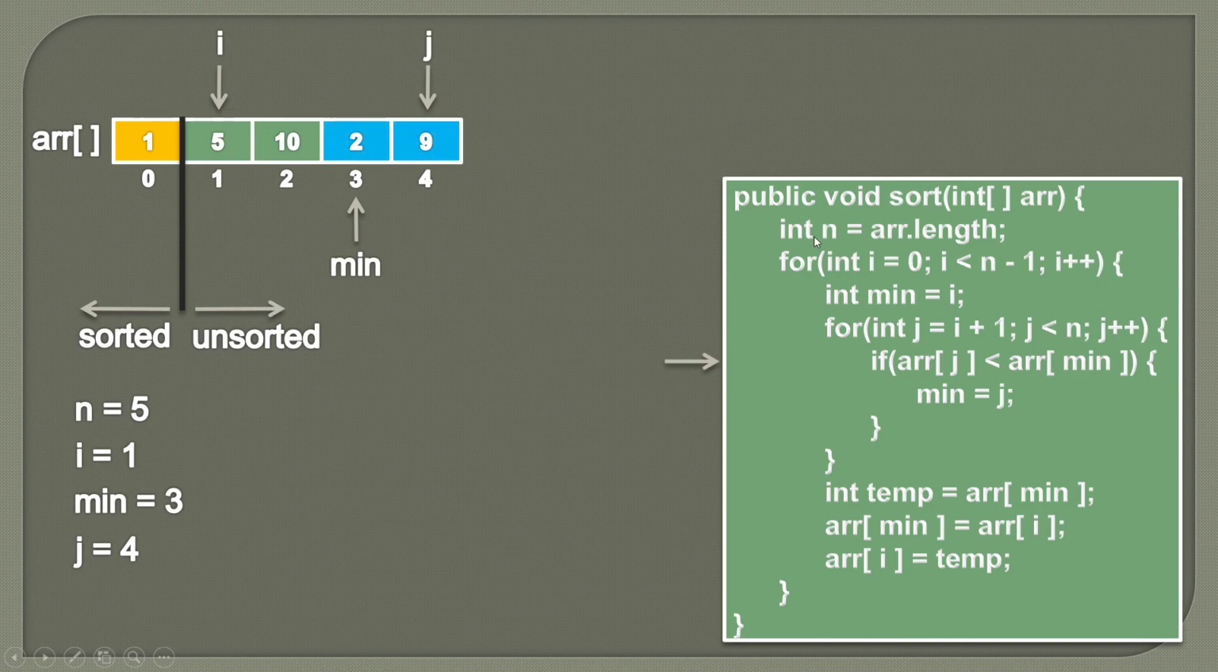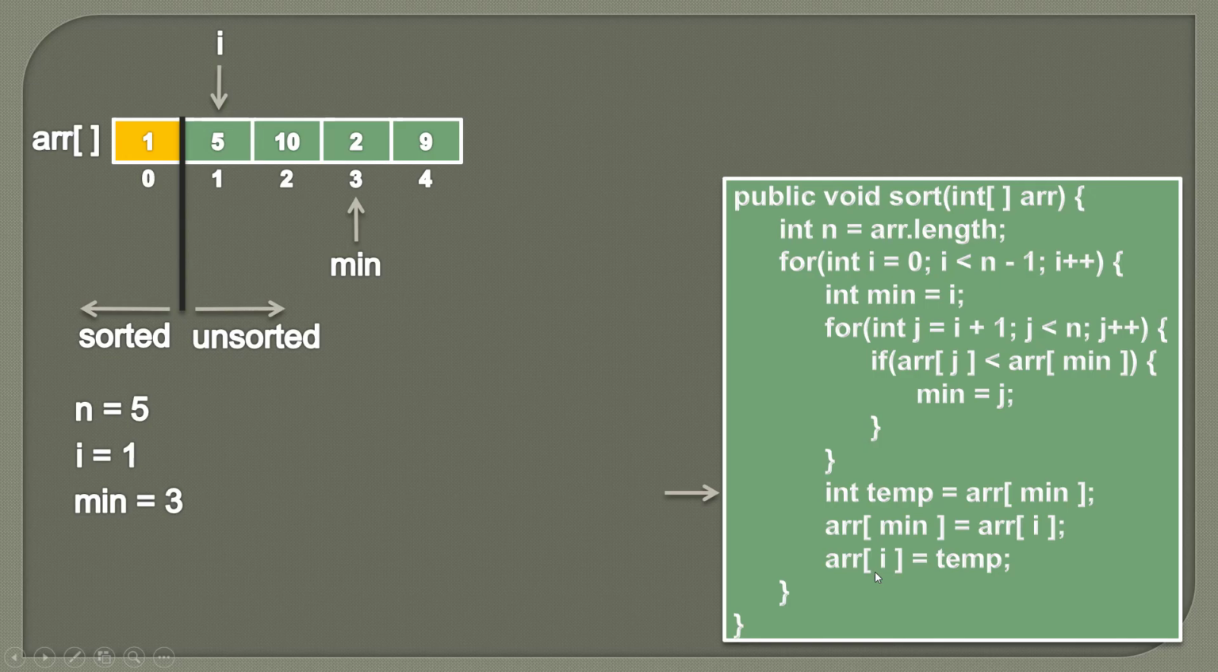Now here we check whether 9 is less than 2 or not, so 9 is not less than 2, so this condition comes out to be false. j becomes 5. So now this condition 5 is not less than 5, so this for loop will terminate. And we have found our minimum element, which is 2. So we'll simply swap it with the leftmost element of the unsorted part, which is being tracked by the value I. So we are simply swapping 5 with 2 using these 3 steps.